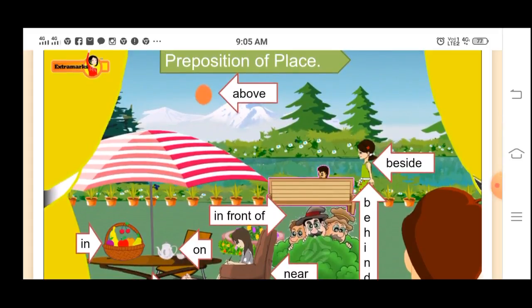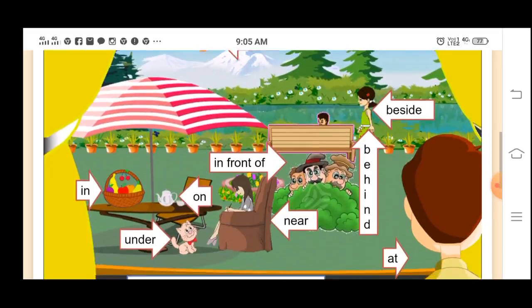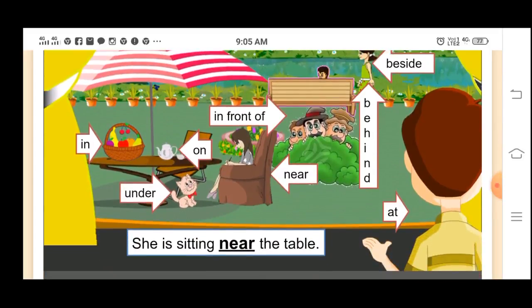At. The boy is looking at the scenery. On. The kettle is on the table. In. The fruits are in the basket. Under. The cat is under the table. Above. The sun is above the hills.